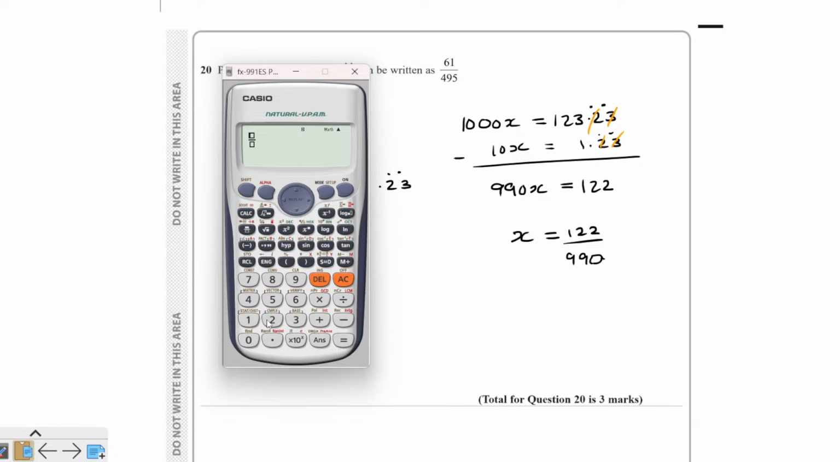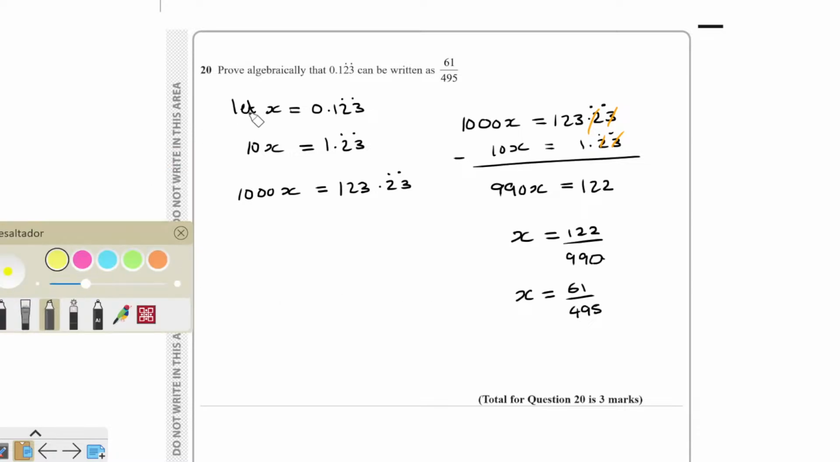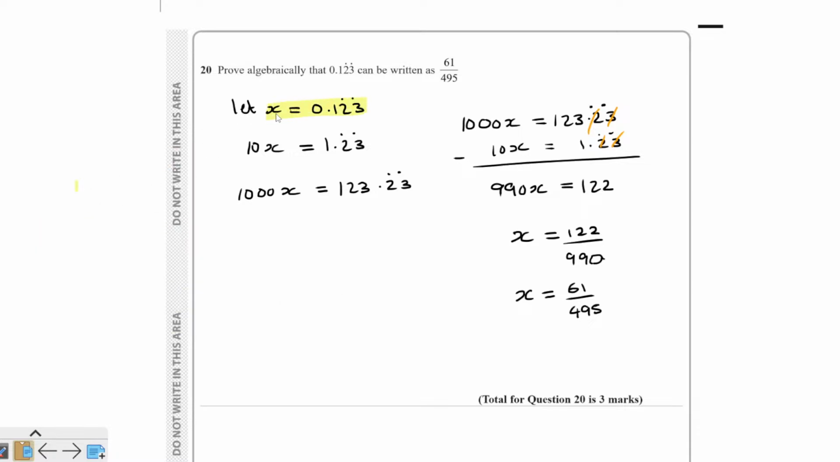And then what we can do, because this is a calculator question, is put that in a calculator, and hopefully it will simplify to the same thing that we've got there. You could probably see that if you just divide it by 2, you could just do that, but if you want to check it in the calculator, that's fine. Yep, 61 over 495. So if I write that again, 61 over 495. And do you see how if we originally said that x must equal the decimal, and now we've worked out that x also equals this fraction, then obviously they are the same thing, aren't they? The decimal and the fraction. So that's it for that one. It's the same method every time, just figure out which x's you need, 10, 100, 1000, whatever.